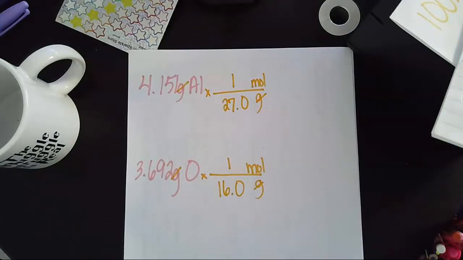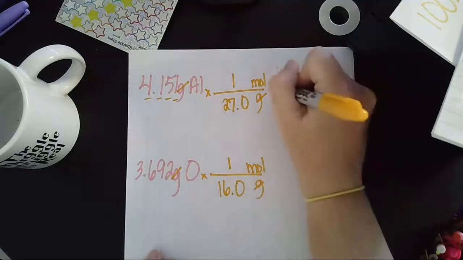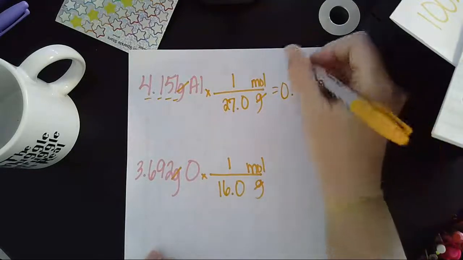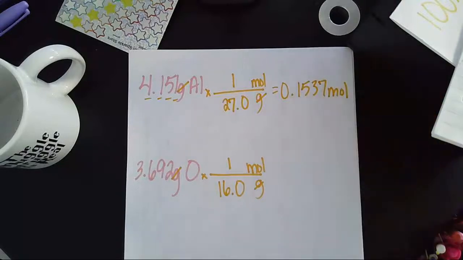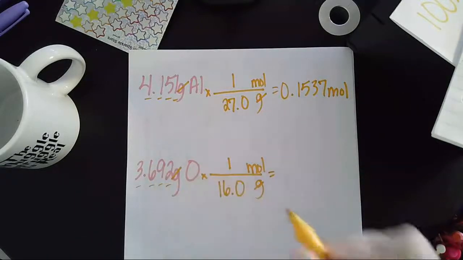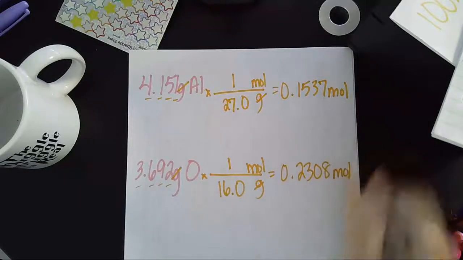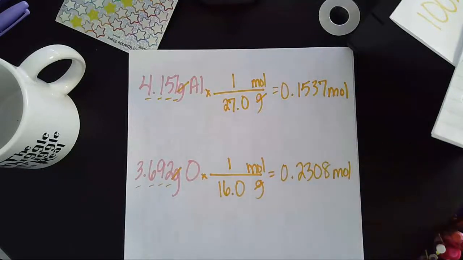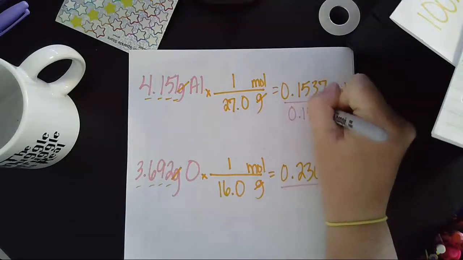4.151 divided by 27, and we're going to do 4 digits. So we get 0.1537 moles. So that's moles of aluminum. And 3.692 divided by 16, and we get 0.2308 moles. So now we look at these moles and say, which one of these is smaller? It's obvious that this one is smaller right here, so we're going to divide both of them by that smaller number.